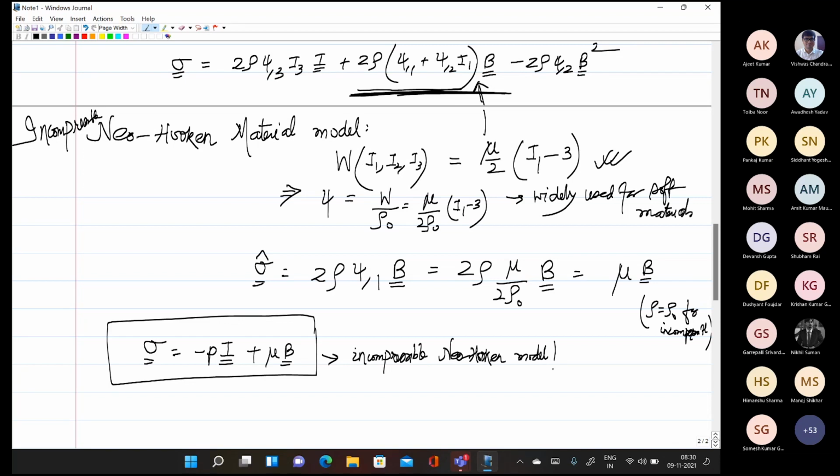Okay, the book has several other models, and you can also find several models on Wikipedia. For example, you have Mooney-Rivlin, then the Ogden model, then you have the Blatz-Ko model, and so many. There are so many material models. And if it is isotropic, they will all be functions of I1, I2, I3. And then you know how to get sigma from them, isn't it?